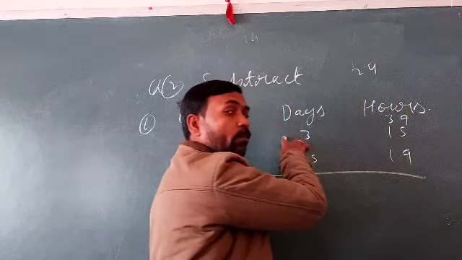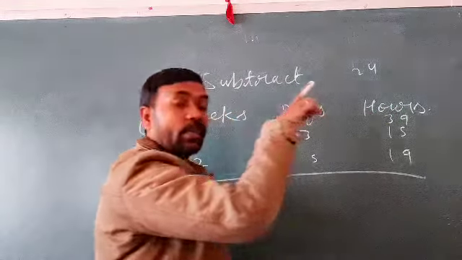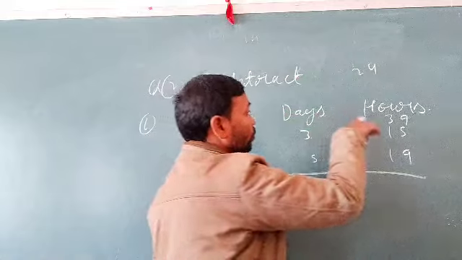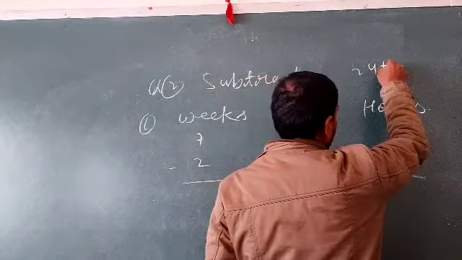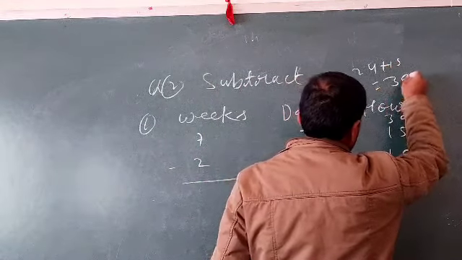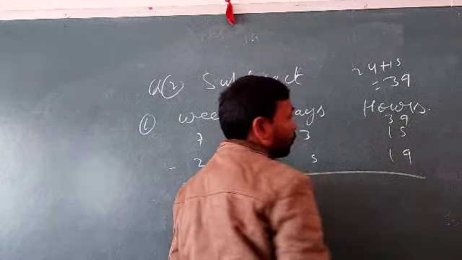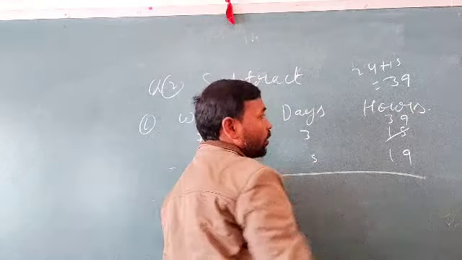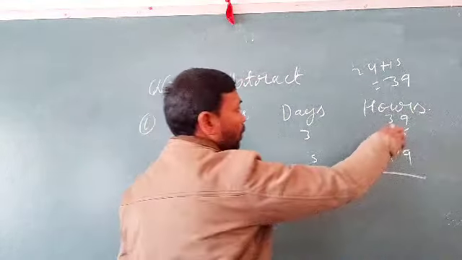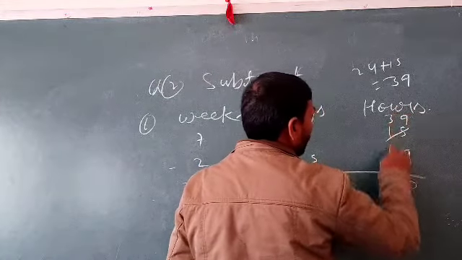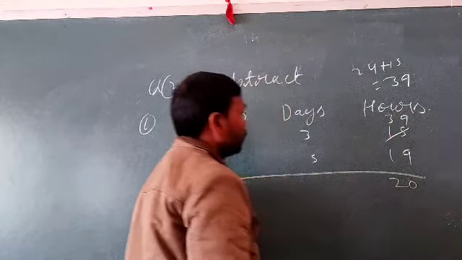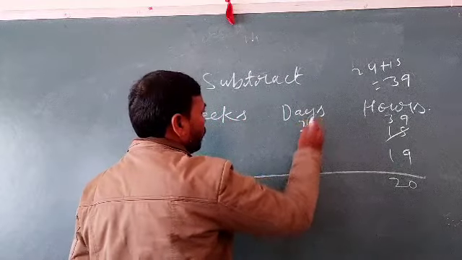See, 24. One is borrowed from the days column. In one day there are 24 hours. So 24 hours will be here and 15 already here. So there are 39 hours in the place of 15. Now subtract: 39 minus 19 is 20. 3 minus 1 is 2. And here 2 is remaining.